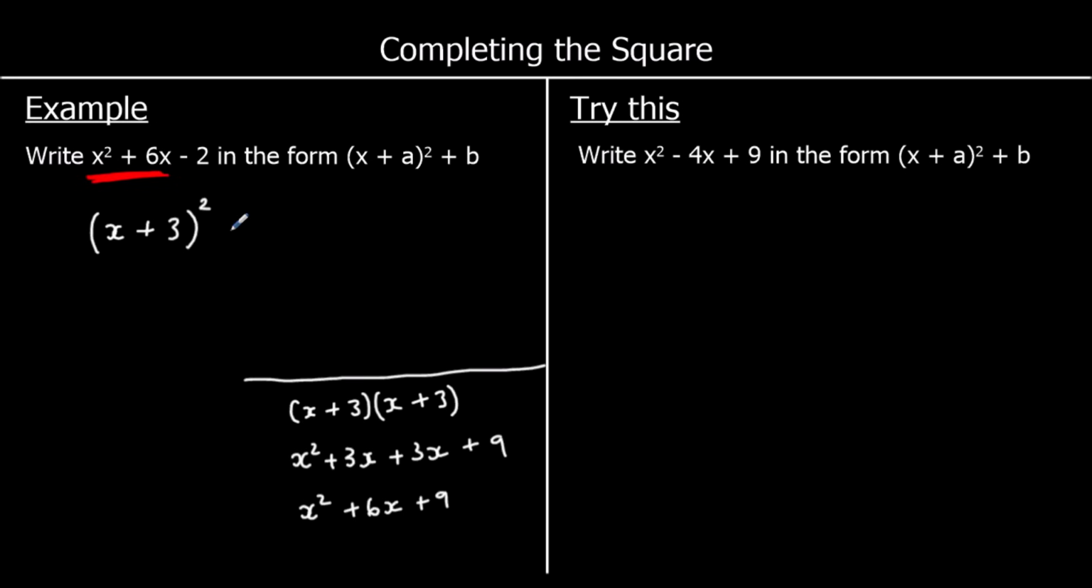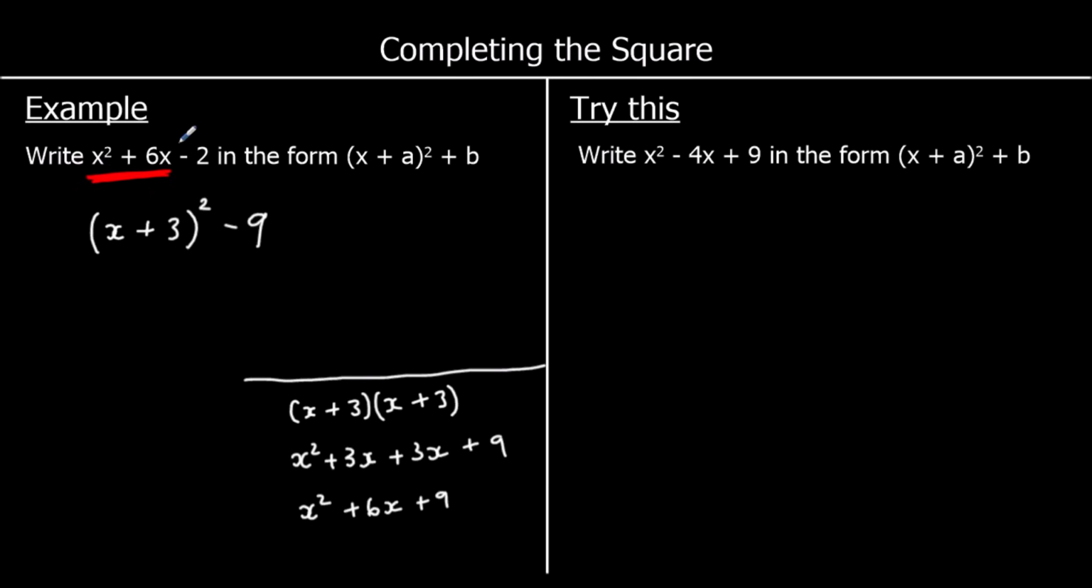That's what we want, but we don't want the plus 9. So what we do is we always take away this number squared. So 3 squared, take away 3 squared, so take away 9. So now I've got x plus 3 squared minus 9, which is x squared plus 6x. So it's x squared plus 6x plus 9 minus 9, so it's just x squared plus 6x.